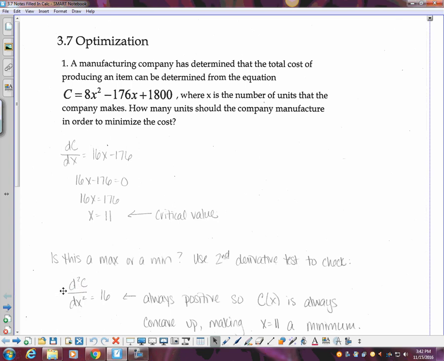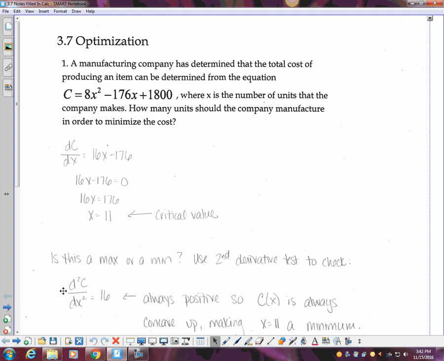This lesson is on optimization. It's a lot of finding the maximum or the minimum in word problems. I'm going to use the notes that have already been filled in, and you have a copy of them as well, so we're just going to talk through it.